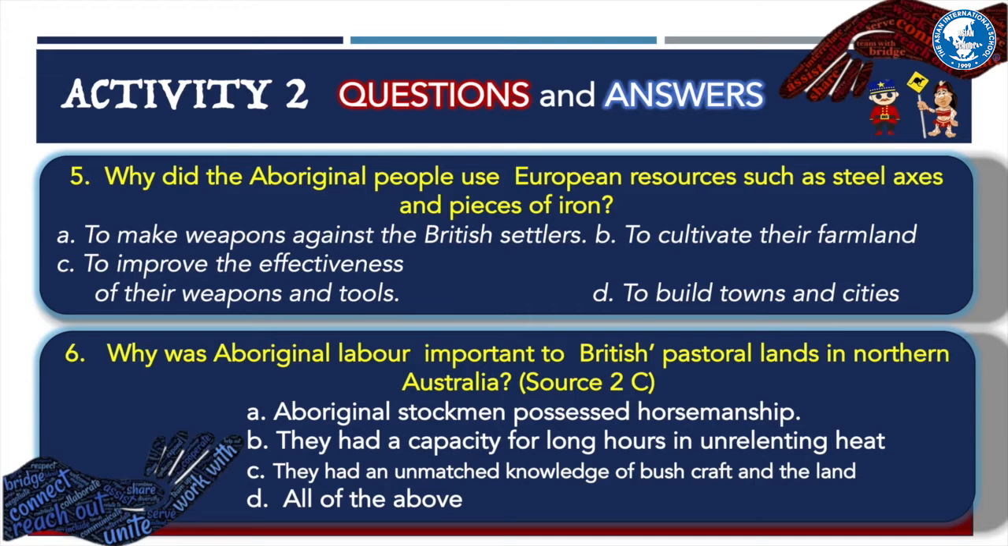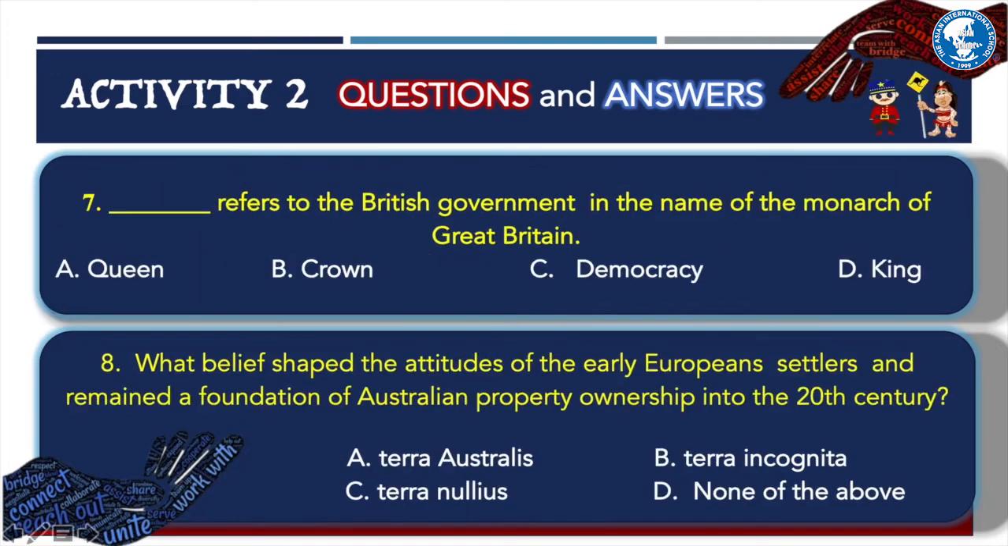Now, let's check your answer. Why did the Aboriginal people use European resources such as steel axes and pieces of iron? The correct answer is letter C. To improve the effectiveness of their weapons and tools. Okay, number 6. So why was Aboriginal labor important to British pastoral lands in Northern Australia? And the correct answer is, well, it's all of the above. For the last pair, number 7 and number 8, your time starts now.